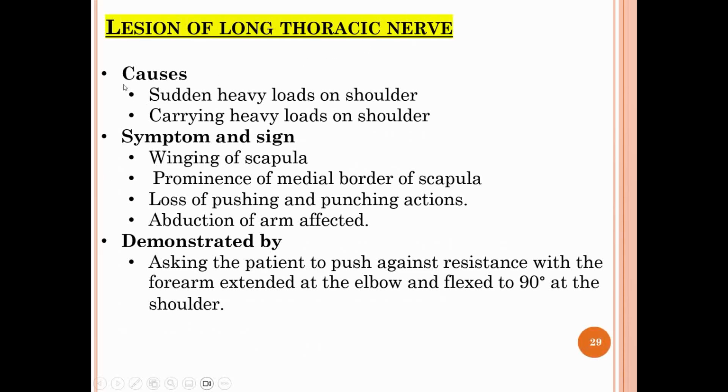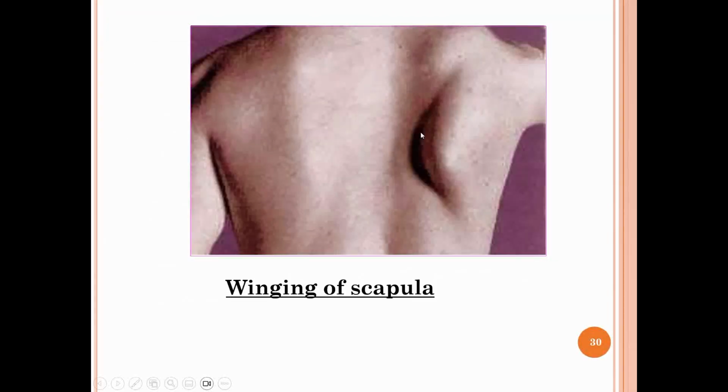Lesion of the long thoracic nerve, causes can be sudden heavy load on the shoulder or carrying heavy load on the shoulder. Symptoms and signs are described by winging of scapula, prominence of the medial border of the scapula, loss of pushing and punching action, and also abduction of the arm is affected. It is demonstrated by asking the patient to push against resistance with the forearm extended at the elbow and flexed to 90 degrees at the shoulder. So you can see here, this is the winging of scapula due to paralysis of the long thoracic nerve of Bell or nerve to serratus anterior.